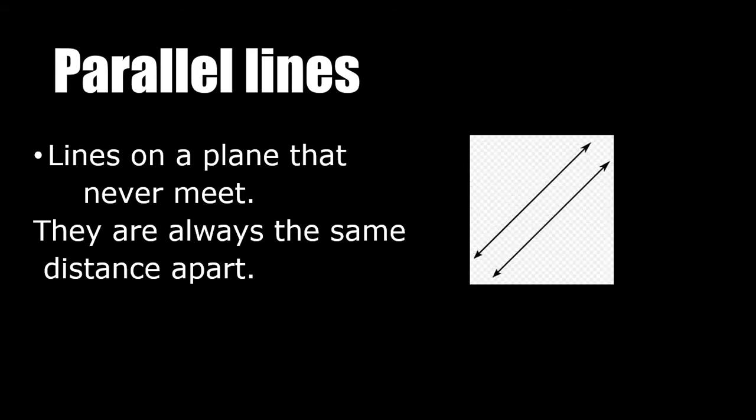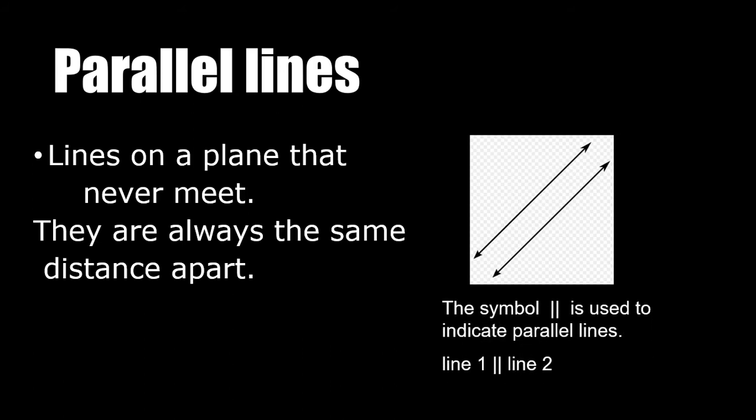In illustration, ito yung ating tinatawag na parallel lines, and how to name that? We are using this symbol to indicate that two lines are parallel. So for example, we name this line as line 1 and the second one is line 2. So in symbol, we can say that line 1 is parallel to line 2.